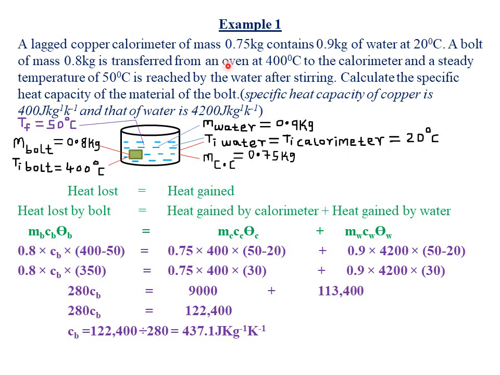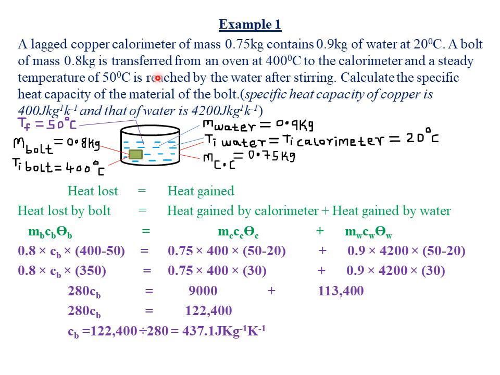Then we are also told that a bolt of mass 0.8 kg, so the mass of the bolt is 0.8 kg, is transferred from an oven at 400 degrees Celsius. So that is the initial temperature for the bolt, 400 degrees Celsius, to the calorimeter, and a steady temperature of 50 degrees Celsius is reached by the water after stirring. This simply means that 50 degrees Celsius is the temperature of the mixture, that is, the final temperature of the mixture after stirring.